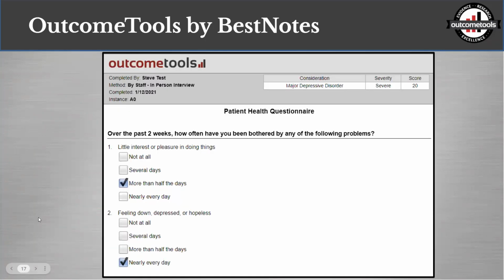Here's an example of what a PHQ-9 would look like as a completed instrument in your BestNotes or within outcome tools. You'll notice in the right-hand corner where it gives you the consideration of major depressive disorder and severity. This client scored a 20 on the PHQ-9, which is in the severe range. The completed survey, you would be able to see the completed questions right here. This is how this client answered on these first 2 questions of the PHQ-9.